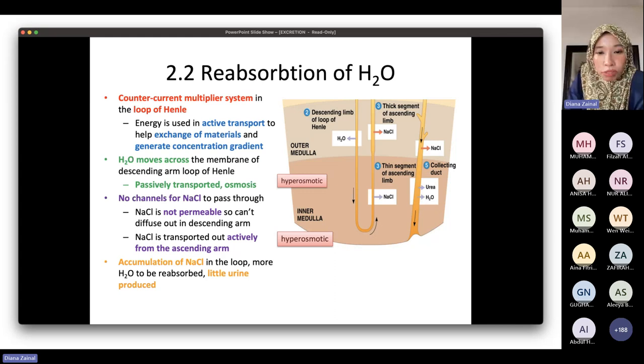So because they are moving in the opposite way, that's what we call as a counter current. Energy is used in active transport to help exchange of material and generate concentration gradient. Dia ada gradient ataupun kepekatan yang berbeza daripada atas sampailah ke bawah. Water is going to move across the membrane of descending. Yang turun ke bawah, only water will be allowed to reabsorb.